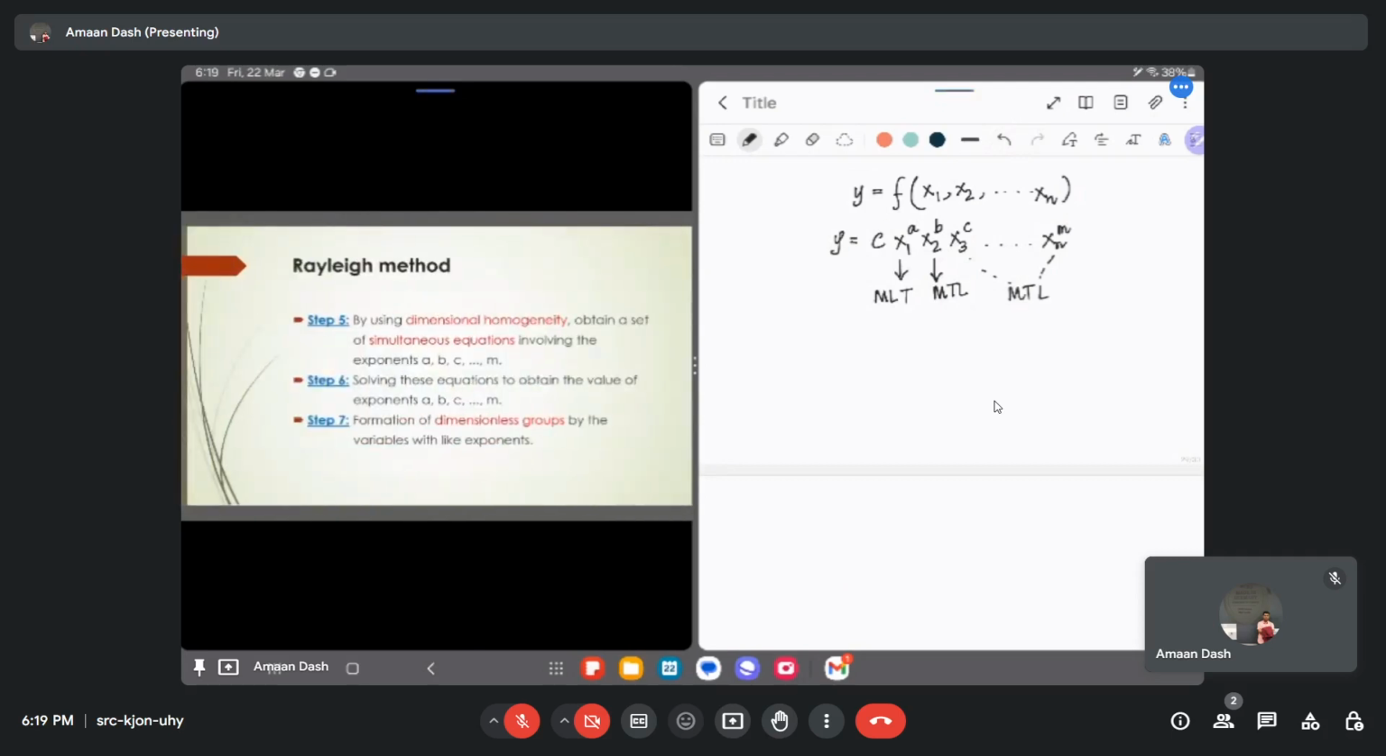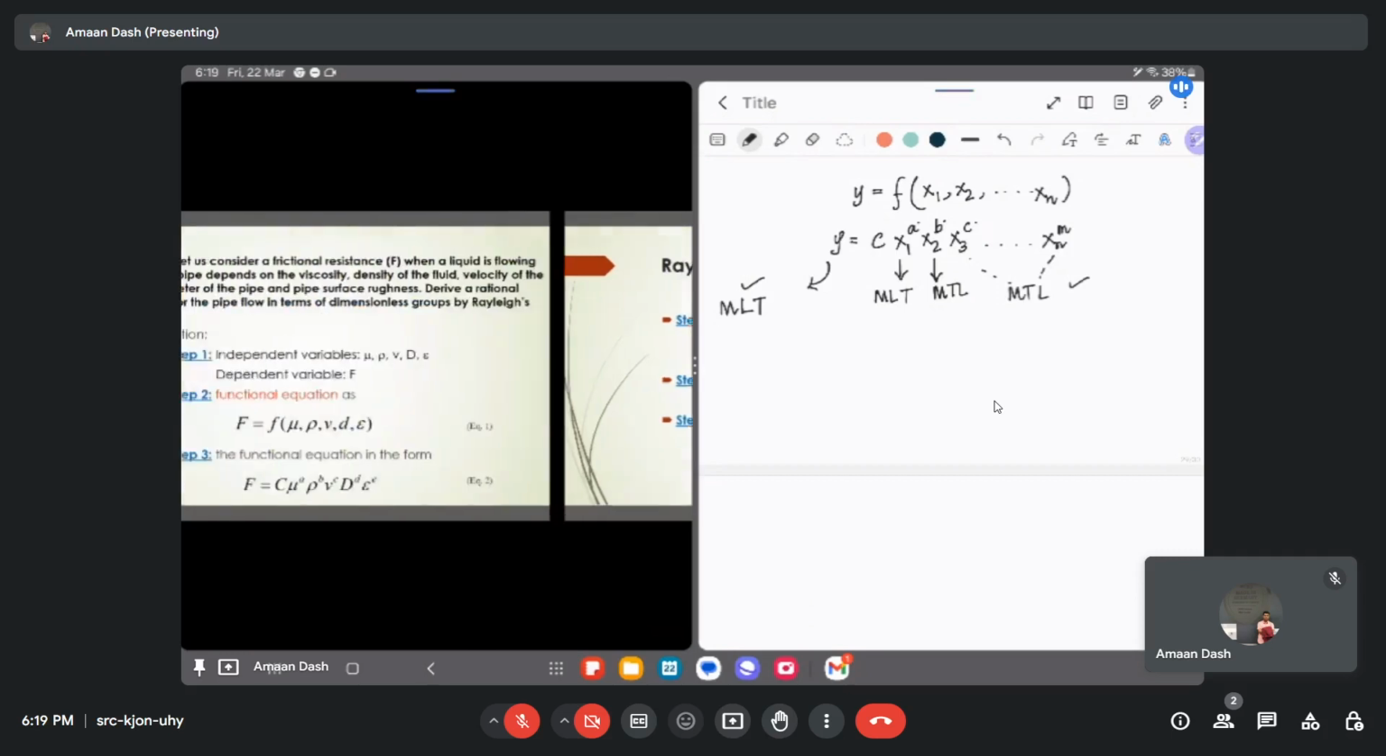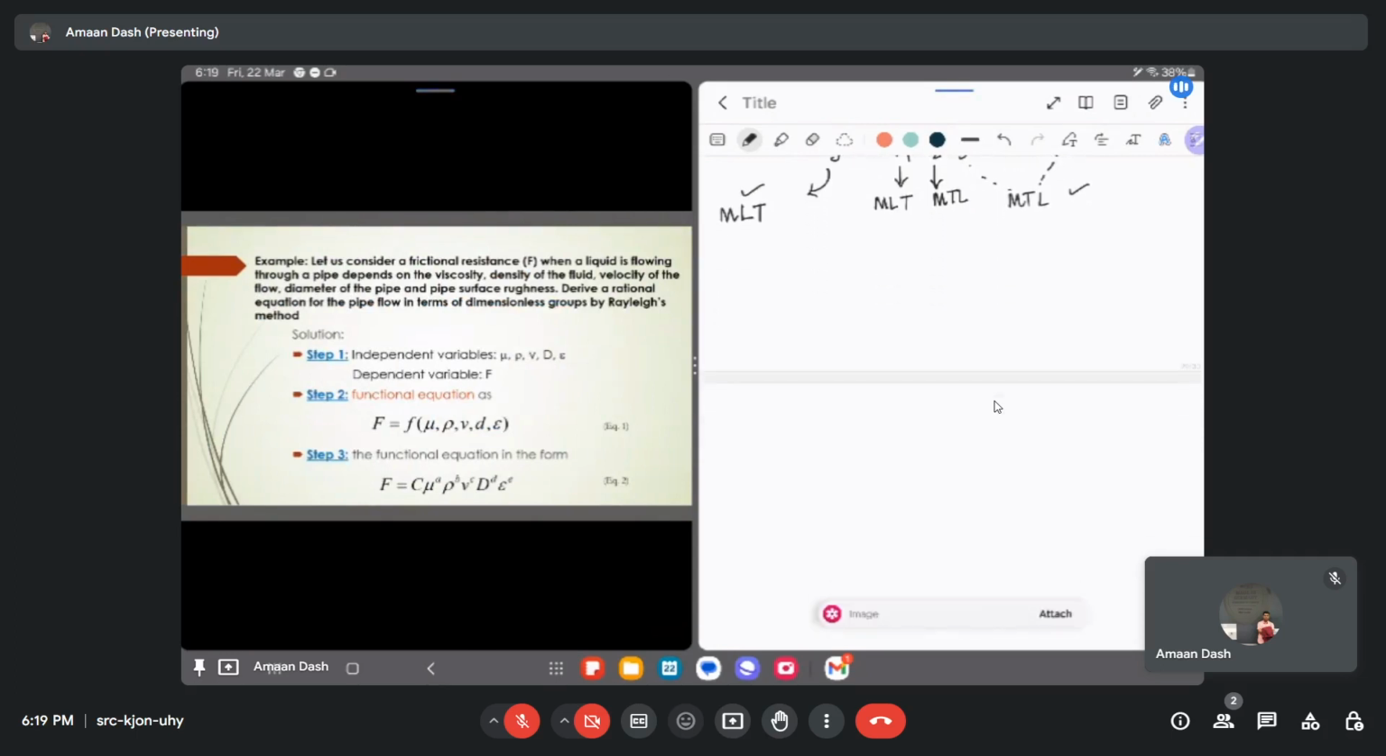Now, by using dimensional homogeneity, this side also will have some power of M, L, and T. Because the dimensions on both sides will be equal, that is, it is homogeneous, we obtain a set of simultaneous equations involving the exponents a, b, c. And then the formation of dimensionless groups from the variables with like components, and we'll see how to do this. Better let us start with the problem so it will be more clear.